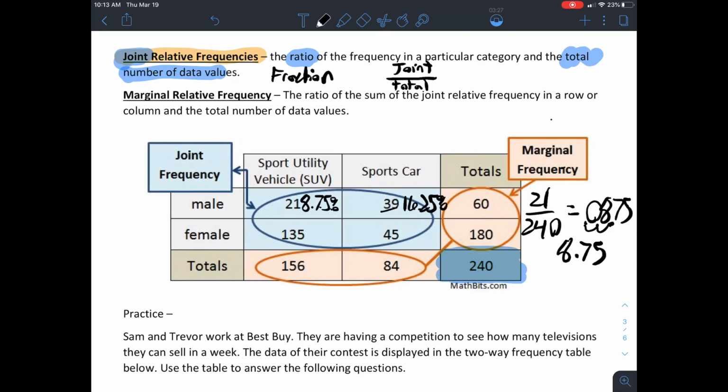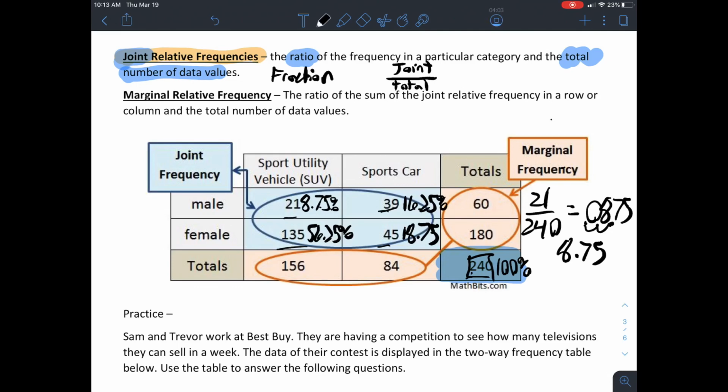So 135 divided by 240 is 56.25%, right? And etc. Once you finish this, I want you to add up all 4 of them. And tell me what you get. You should get 100%. Right? Just like if you were to add up 21, 39, 45, and 135, you would get 240. They're all parts of the whole.